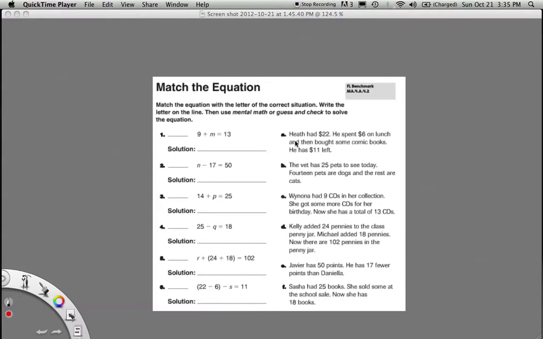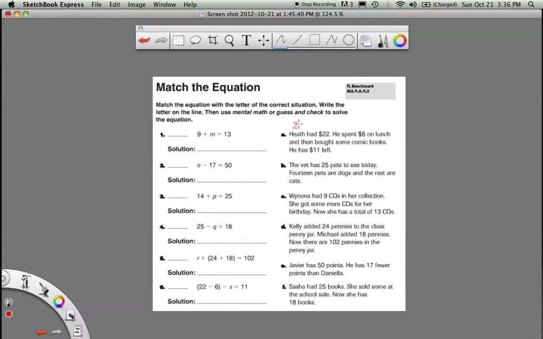So we're going to start over here with A. Heath had $22. He spent $6 on lunch. So he's starting with $22. Spending $6 means taking away $6 from his $22. And then, that means moving on to my second step, put my first step in parentheses. And then he bought some comics. Bought is also taking away. But we don't know how many comics he bought, so we're just going to call that C. So minus C, and then he has $11 left, so equals 11.